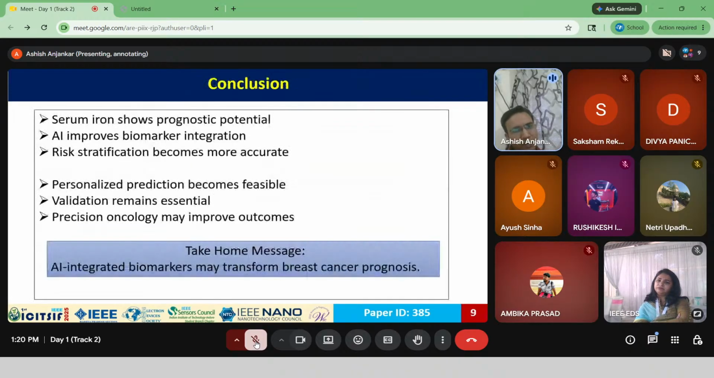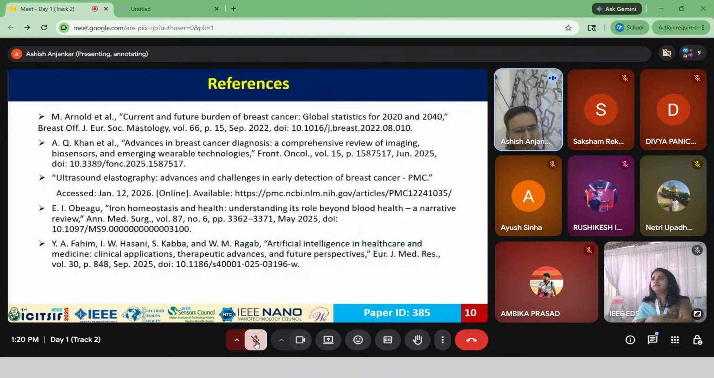To conclude, serum iron shows prognostic potential in breast cancer. AI will improve this biomarker integration with histopathology and molecular immunophenotypes, and by that risk stratification becomes more accurate. Personalized prediction will become more feasible because of this integration. Validation will remain a very essential part of all this, and precision oncology may improve outcomes. So the take home message from this study is that AI integrated biomarkers may transform breast cancer prognosis. These are the references which were used for the study.